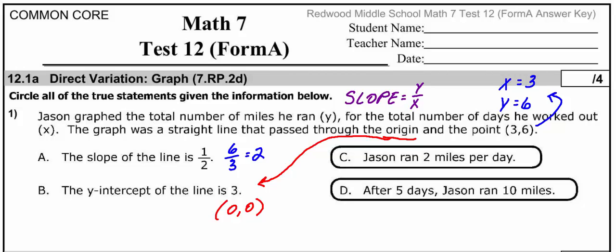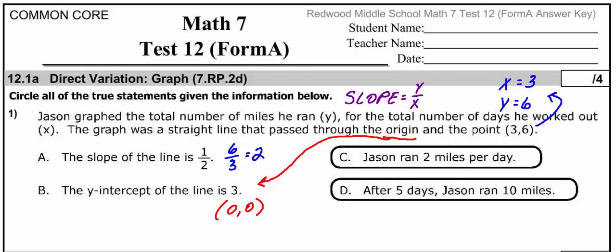So the first thing I did on my paper was I reminded myself of the slope formula. Slope equals y divided by x. I took out the x and the y values, so x equals 3 and y equals 6 in that point 3, 6. And I underlined the origin. That tells me that the line passes through 0. Now I'm ready to answer the 4 questions. Remember, I'm only circling the ones that are true.